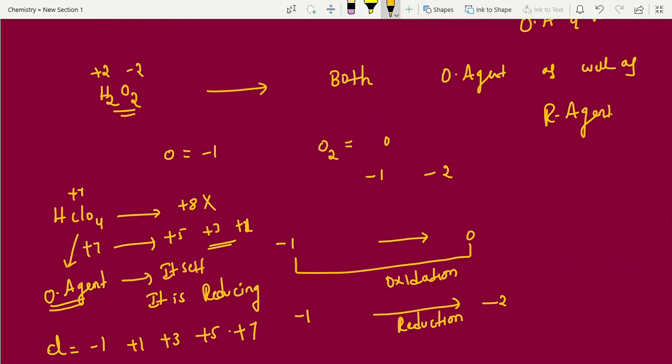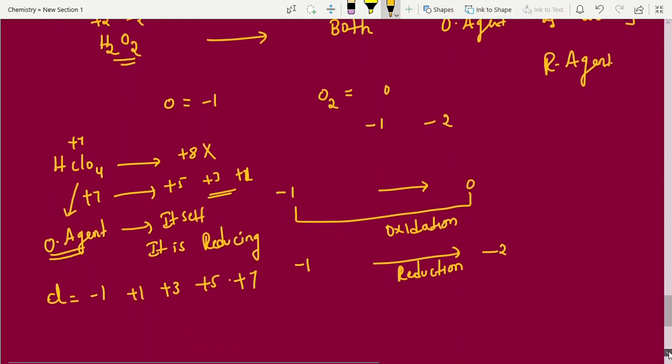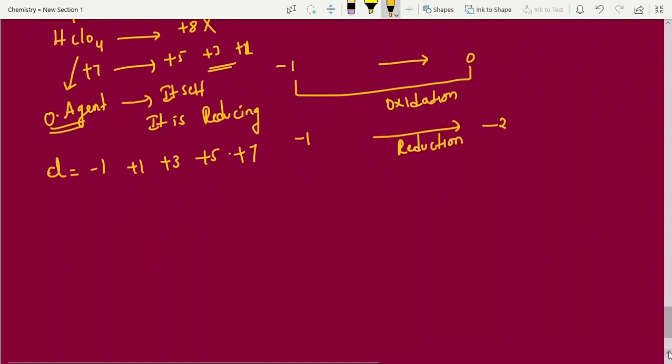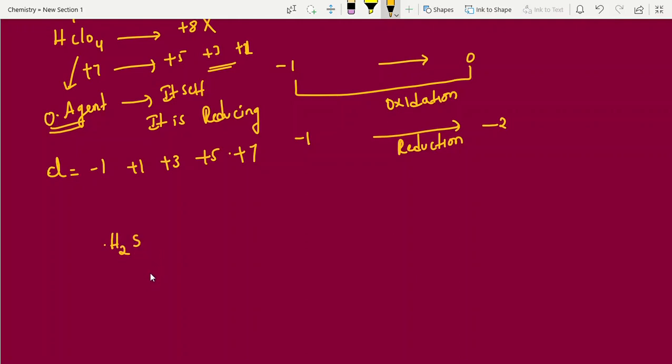Now, I am giving one simple question here, students. After understanding this one, try to comment me the answer. All the students who are listening, please comment me the answer. H2S. Oxidant or reductant, you can write.